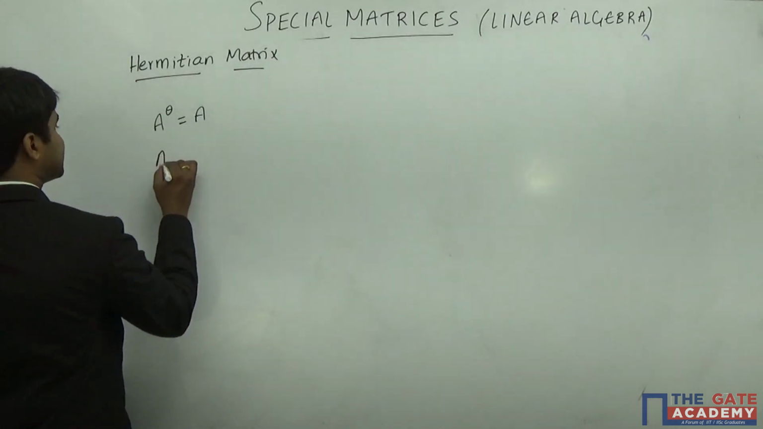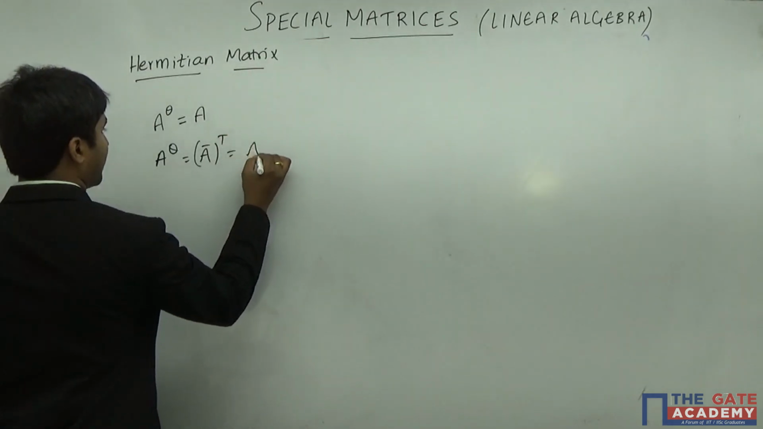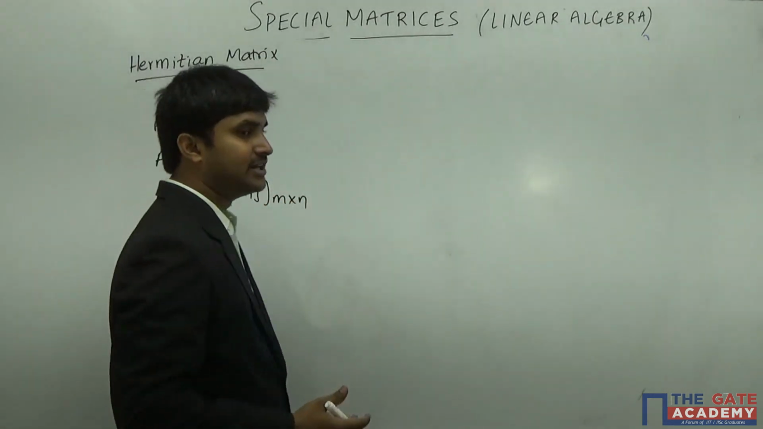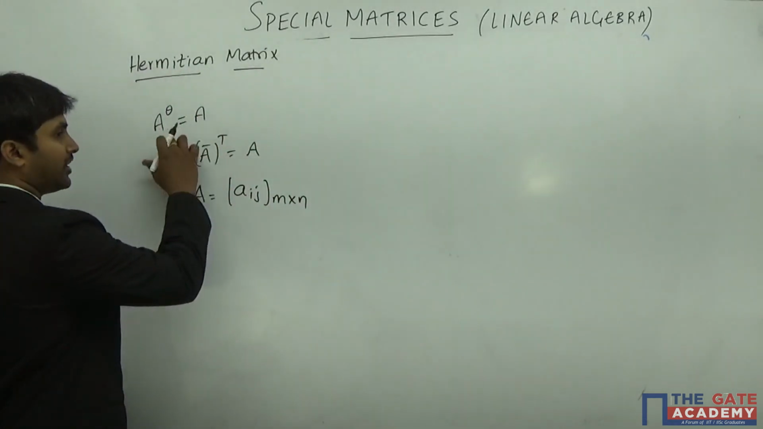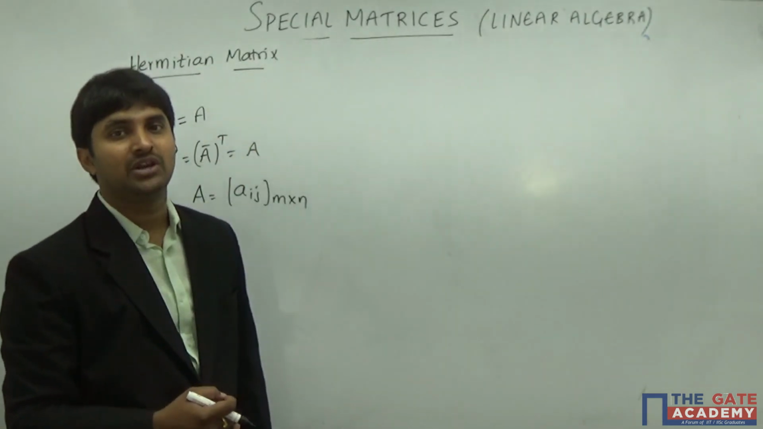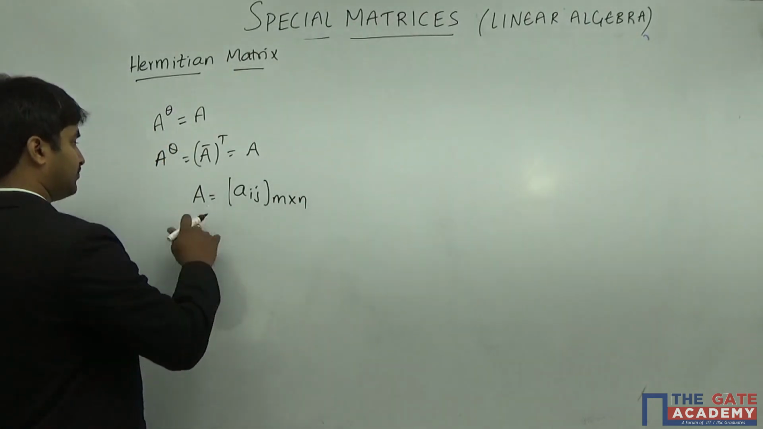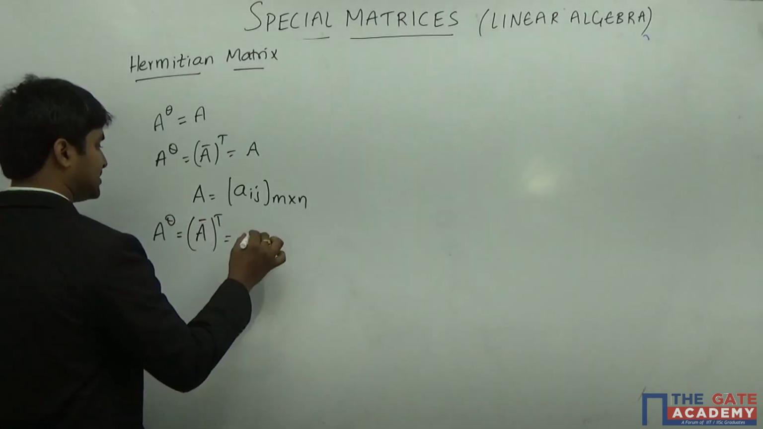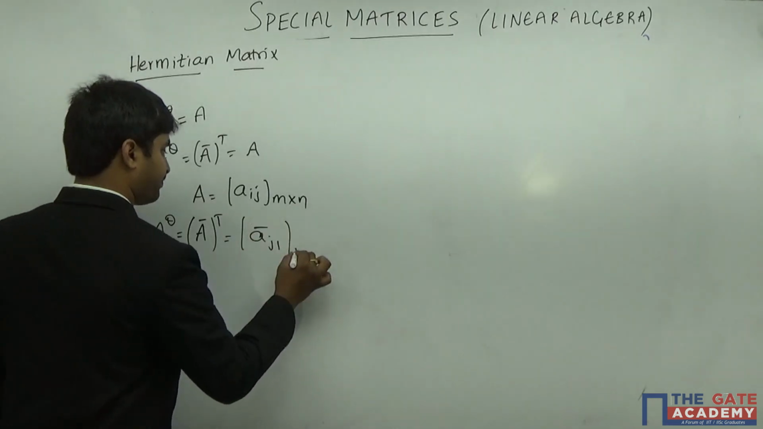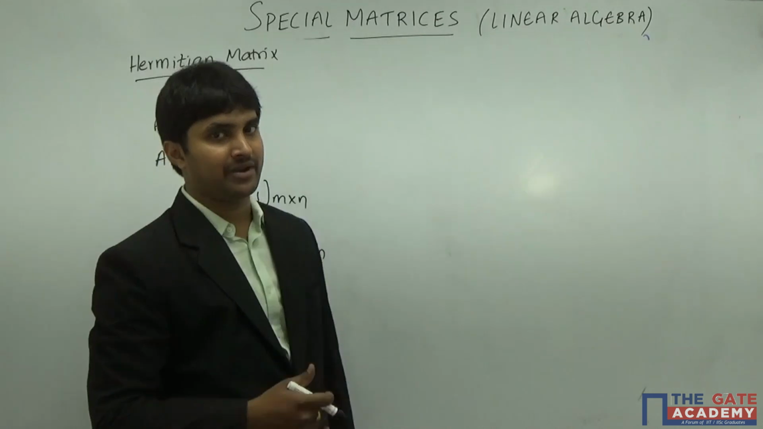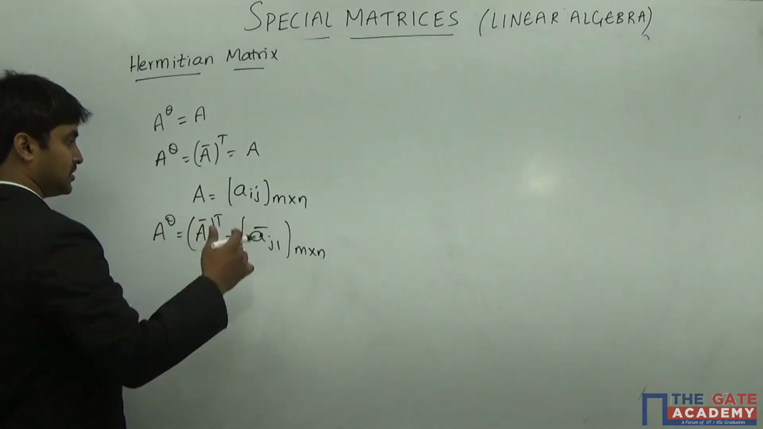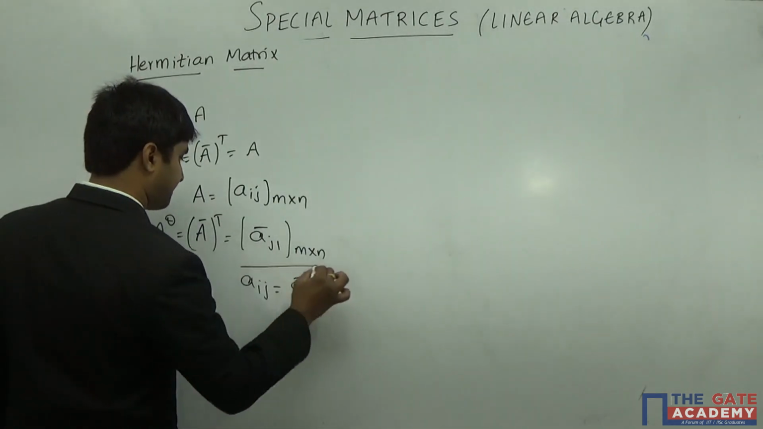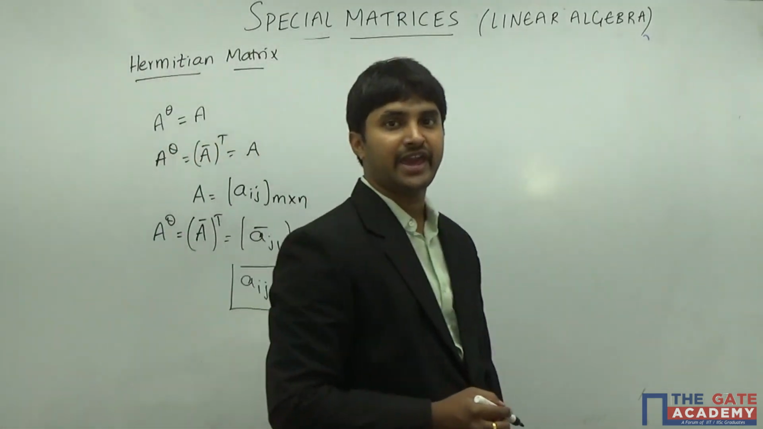Now we know A theta is nothing but A bar whole transpose should be equal to A. Now when you take a matrix A, which is Aij m by n, it is taken for granted that it has to be a square matrix, because when you are equating these two, it means that their order should be the same. It will happen only when the matrix is a square matrix. So A bar whole transpose, which is nothing but A theta, is Aji bar. I am writing it as m by n, but the values of m and n are the same because it is a square matrix. So it's very clear that Aij is equal to Aji bar.